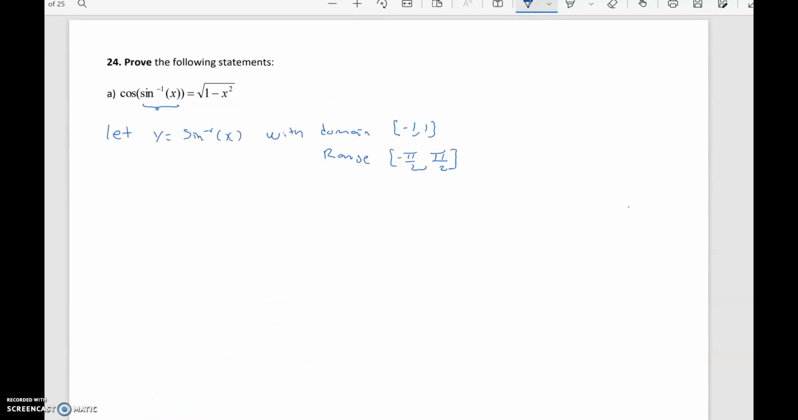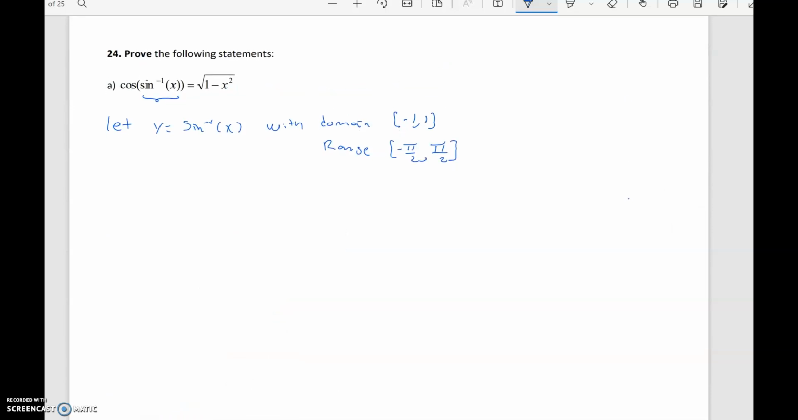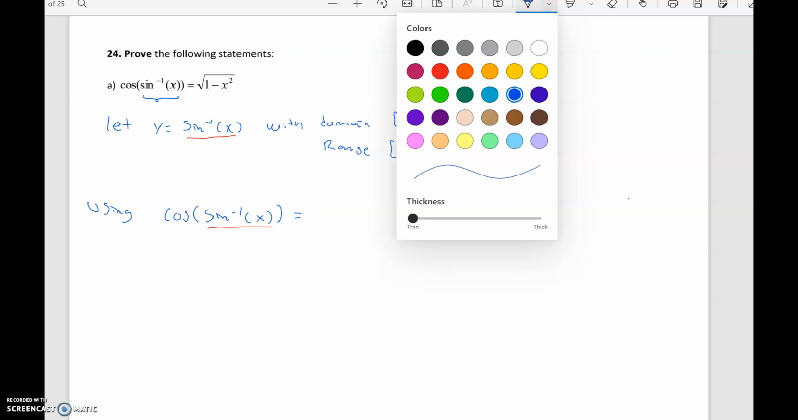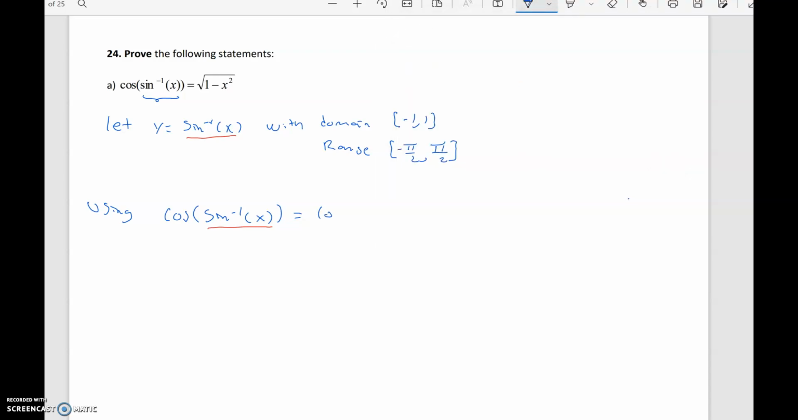And then this particular one, I'm going to start on the left-hand side. So using the cosine of the sine inverse of x, since we already let y equal to the sine inverse of x, in this case I'm just going to be replacing the sine inverse of x by my substitution here, and I'm letting sine inverse be a regular y. So this is equal to cosine of y. And at this point, we're kind of stuck unless we start looking at identities.